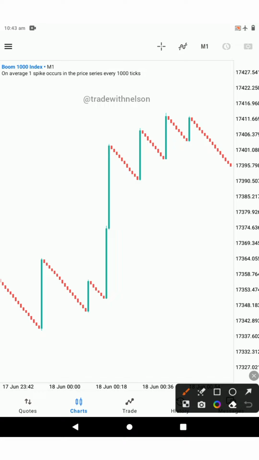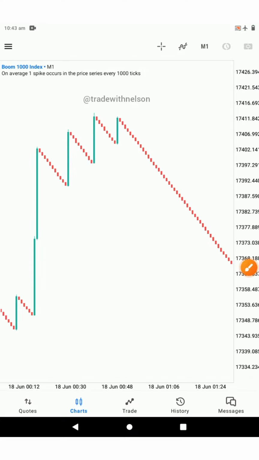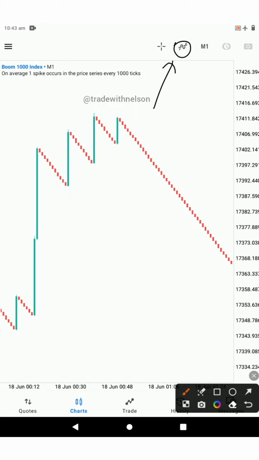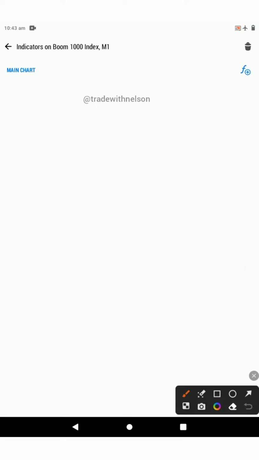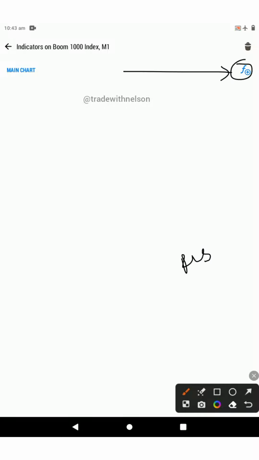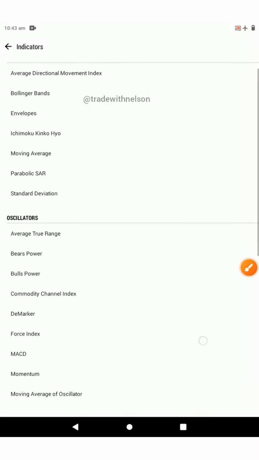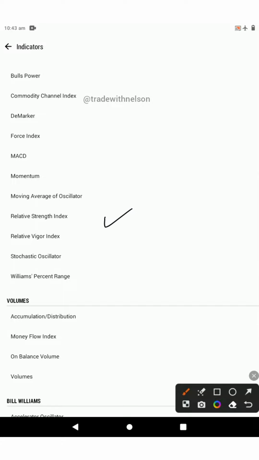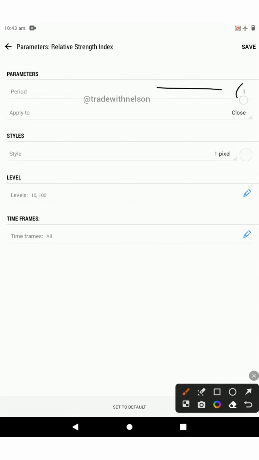If you look carefully at my chart, this is the 1 minute time frame and this is boom 1000. So the first thing we want to do is set up our chart. You click on this indicator icon over here. The first indicator we'll be selecting is the RSI. Click on this F icon on the main chart, scroll down a bit, Relative Strength Index. Make your period 1.